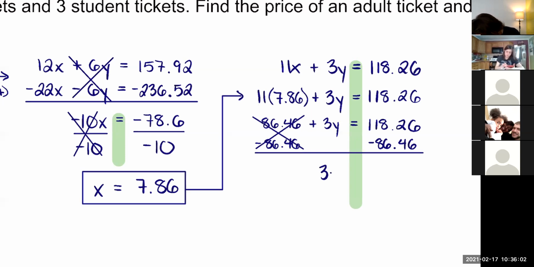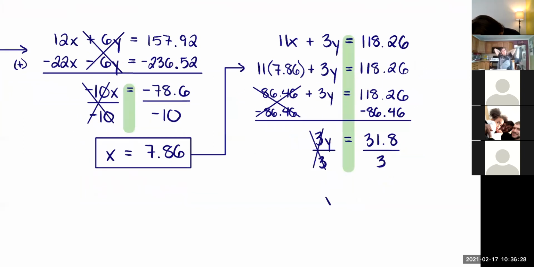So it leaves me with 3y on the left. On the right, again, hopefully you guys are checking me. I believe gives me not negative 31.8. Yeah, 31.8. And then the only thing that's left to do is to divide both sides by 3. It'll be 10.6. Now, I'm going to go ahead and put 10.60 because technically you can add as many zeros at the end of a decimal as you want without changing the value.